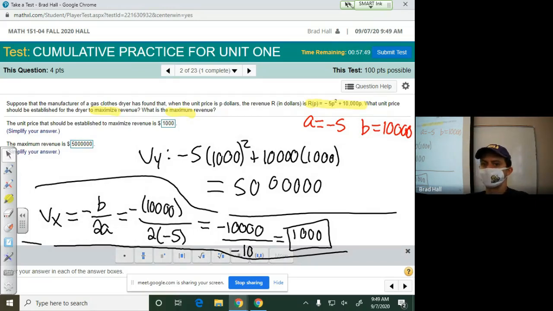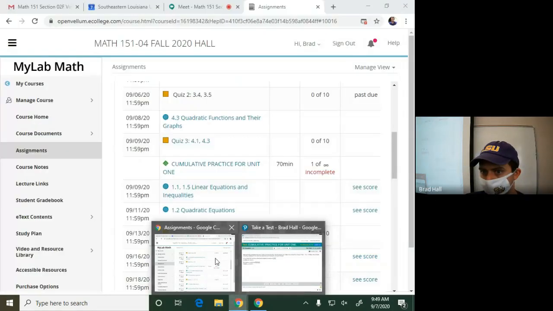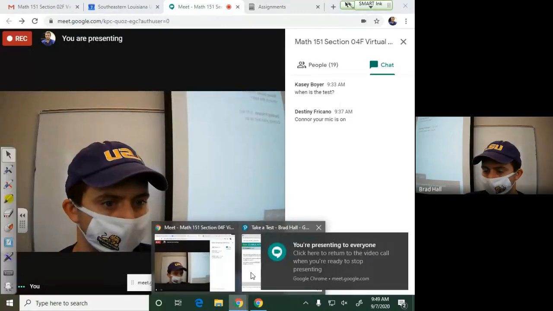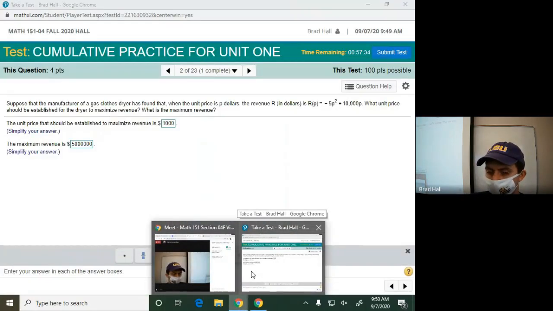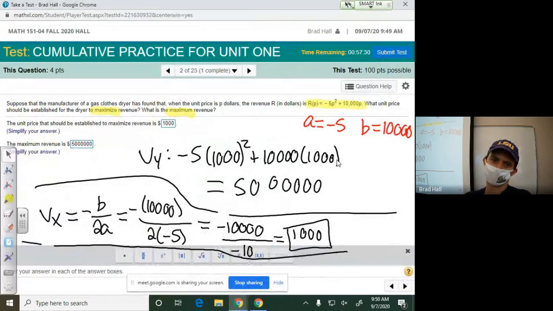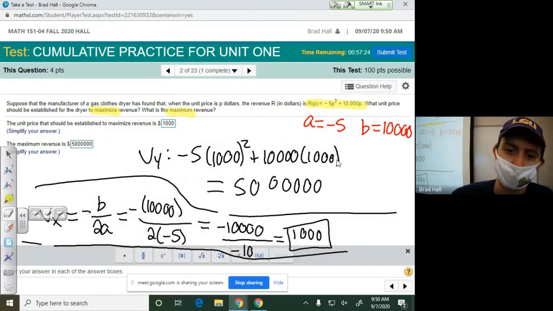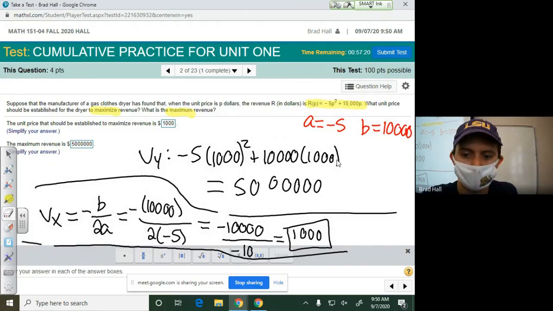Does anyone have any questions about this? Virtual people. I'll be going through more types of problems like this that come from that additional section. So we'll be seeing the stuff like this again.